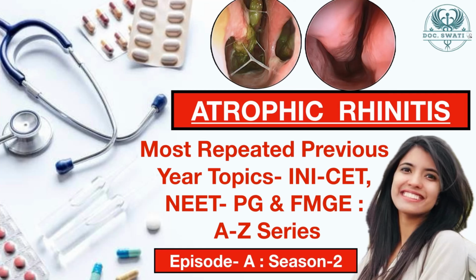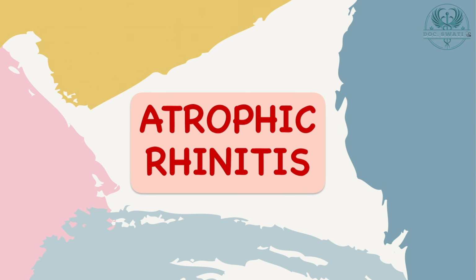Since season 1 of our A to Z series got a very good response, here is season 2. For those who are not aware of what the A to Z series is, in every episode, alphabetically, we discuss one of the most repeated previous year topics of INI-CET, NEET PG and FMGE and solve a few related MCQs. So let's begin with episode A of season 2, and today A stands for atrophic rhinitis.